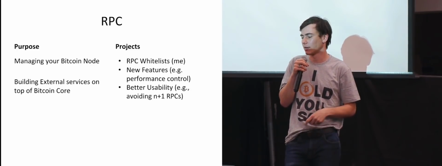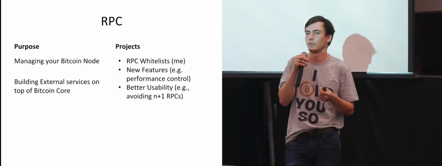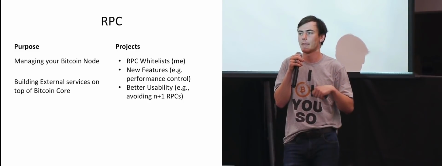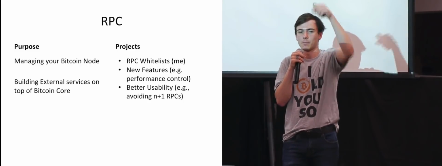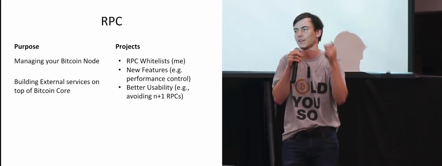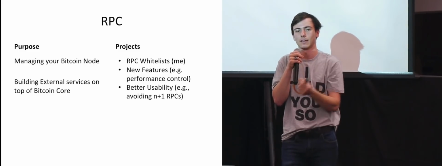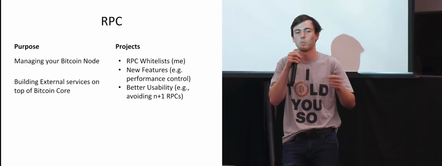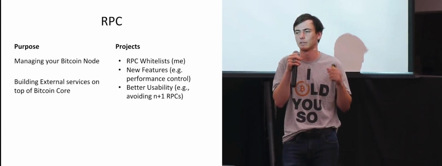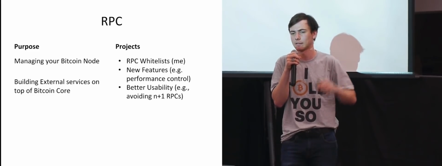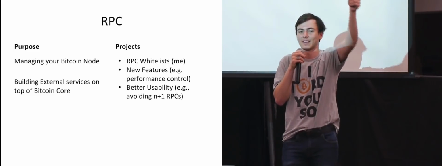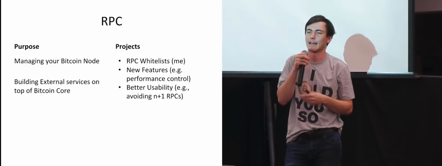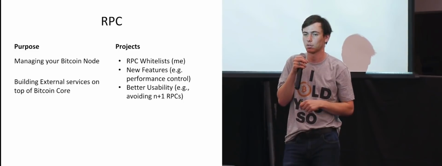And also people are working on better usability. Sometimes there'll be a query that gets frequently used by an application, and it requires them to make one initial query to get some list of transactions, and then for each one of those transactions, they now need to make another RPC. And that's what's called, if you guys are Rails developers, the N plus one, they talk about that a lot, because in Rails it's really hard to not write N plus one queries, because you have to do the first one, and then you have to do N for everything it returns. So people are working on things like that that are going to make it more usable for application developers.